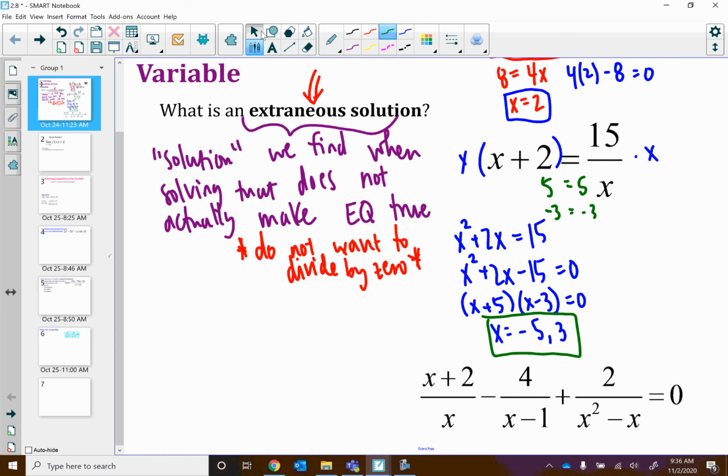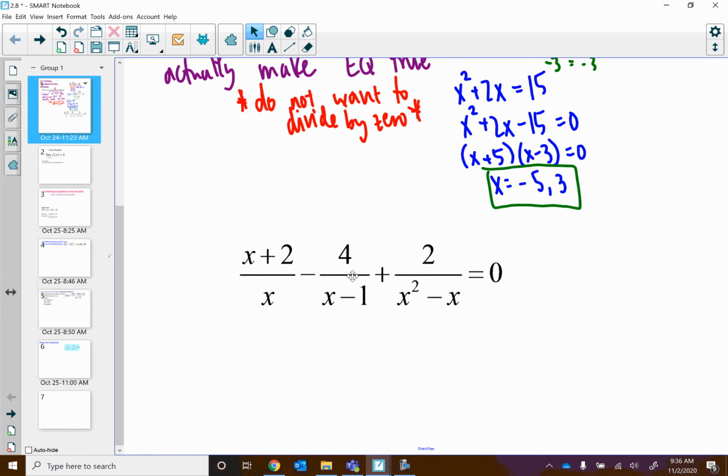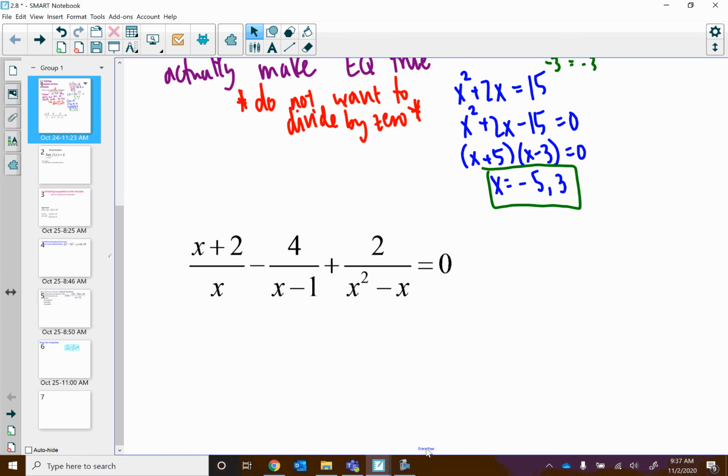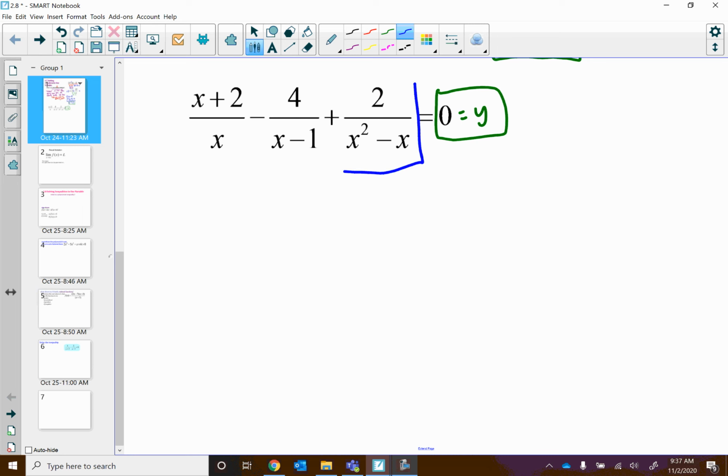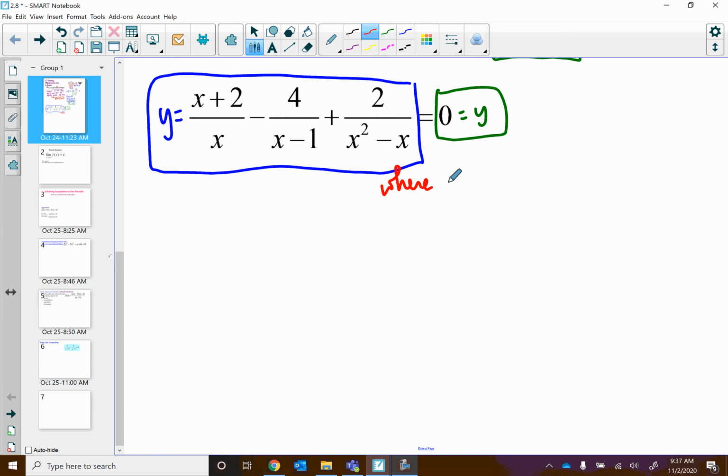What about something that's a little bit more complicated? Like this one. We have x plus 2 over x minus 4 over x minus 1 plus 2 over x squared minus 1. Now there's actually 2 ways we can do this problem, and the first would be to graph it. Set one equation as y equals 0 in your calculator, and then set another equation as y equals this whole thing. And then we would be looking for where my functions intersect.